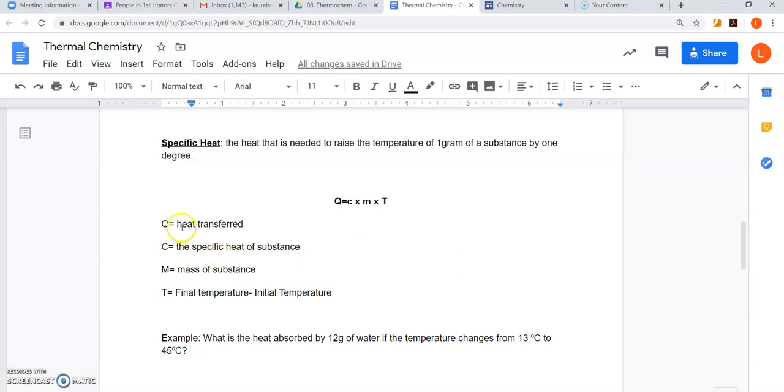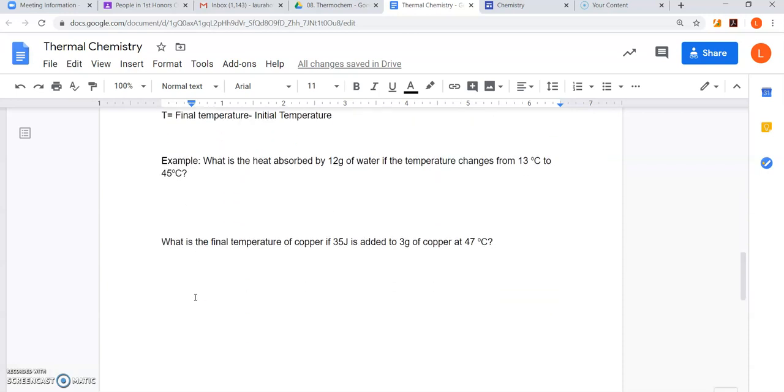So here, Q is your heat transferred. C is your specific heat, that's found on page 1. M is going to be your mass, so we're talking about grams here. We're not looking at moles, so don't confuse that. You don't need to change to moles here. We're talking about mass. And then T is your temperature. We're looking at a change in temperature, so final temperature minus initial temperature.